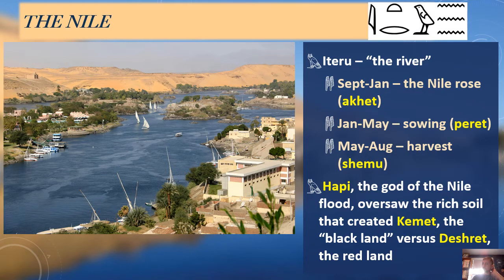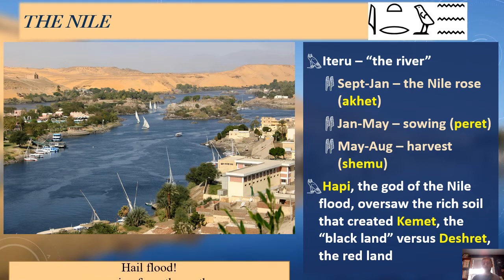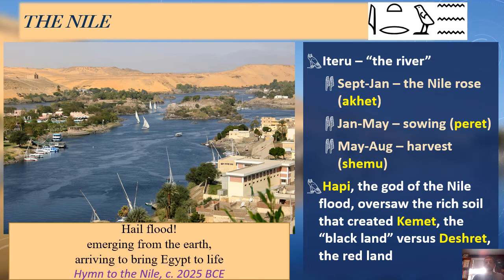Those are the hieroglyphs for Iteru, the river. You can see the sign here for water, indicating how to interpret Iteru. Here is a quote from the Hymn to the Nile, composed in the middle portion of Egyptian history, somewhere around 2025 BCE, thereabouts. "Hail flood emerging from the earth, arriving to bring Egypt to life." This hymn goes on and on and talks about what the Nile does and how important it is. One more thing to take note of.